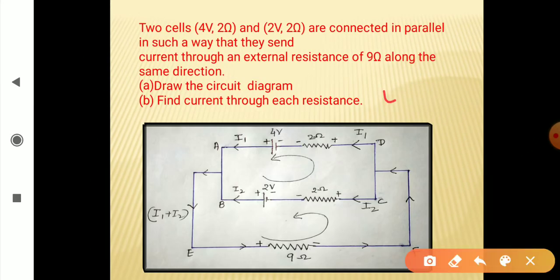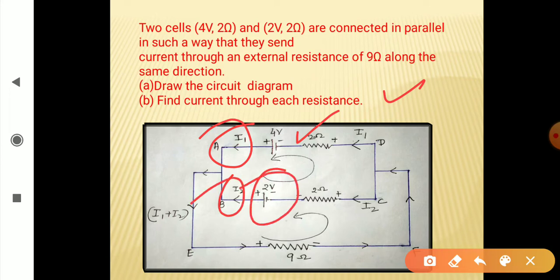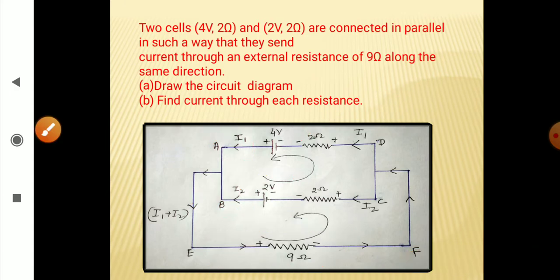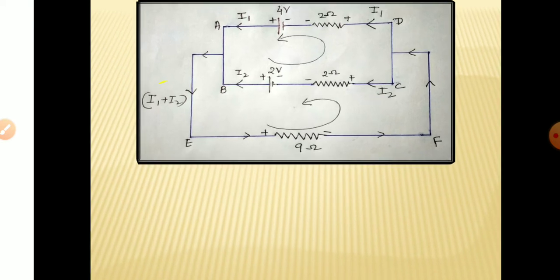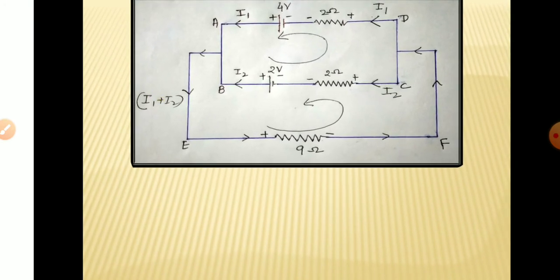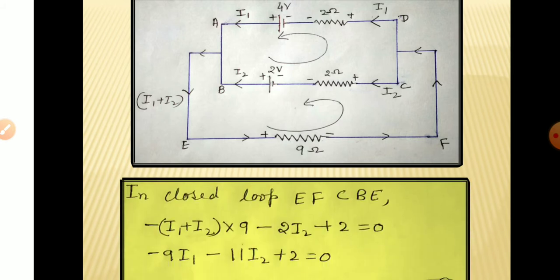Now find the current through each arm. That means I have to find current I1 starting from this cell 4 volt and I2 starting from cell of 2 volt and this I1 plus I2 which passes through this 9 ohm resistance. So we will write equations using Kirchhoff's rule for different closed circuits. So let us begin with the first equation.